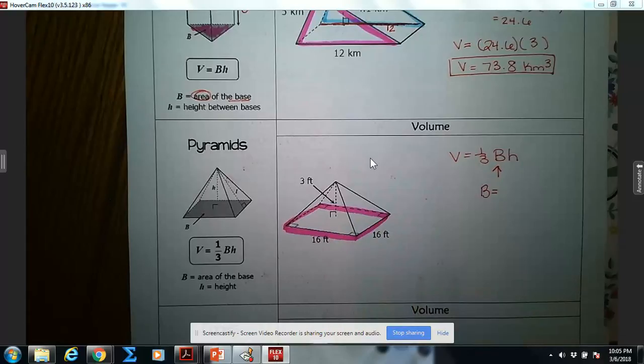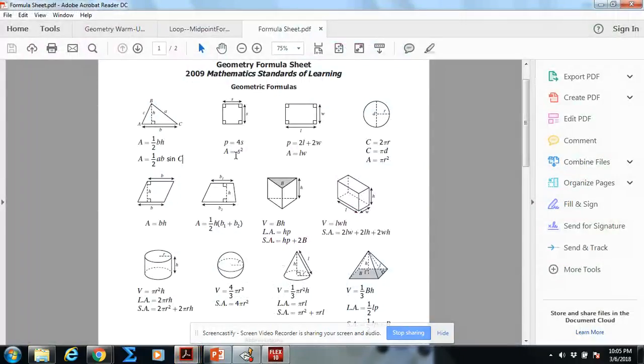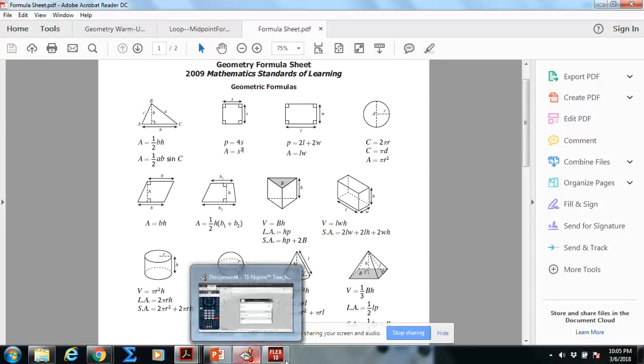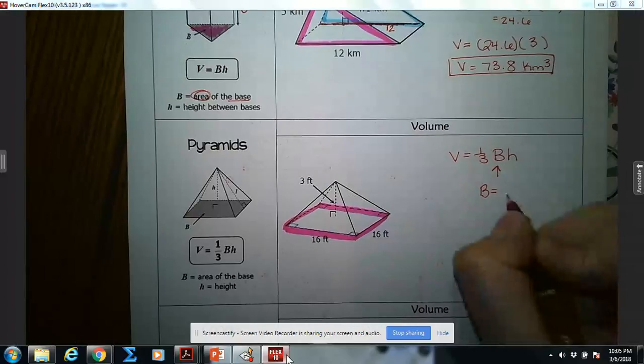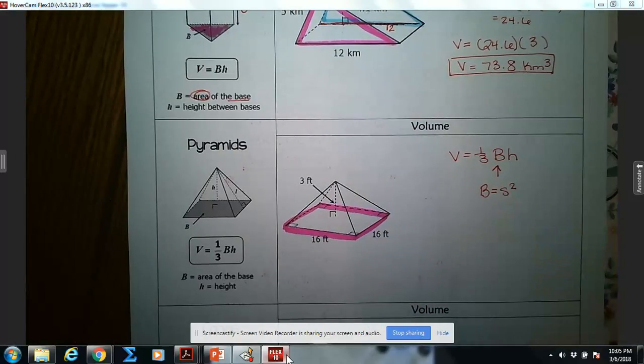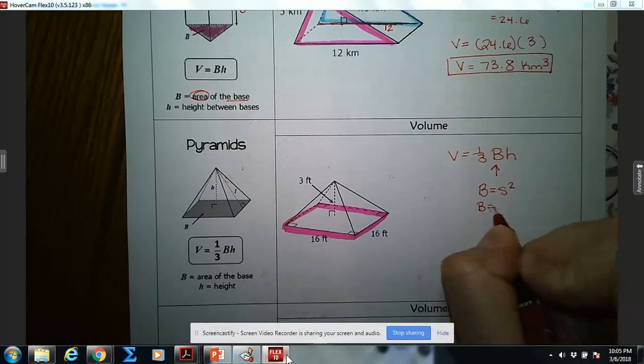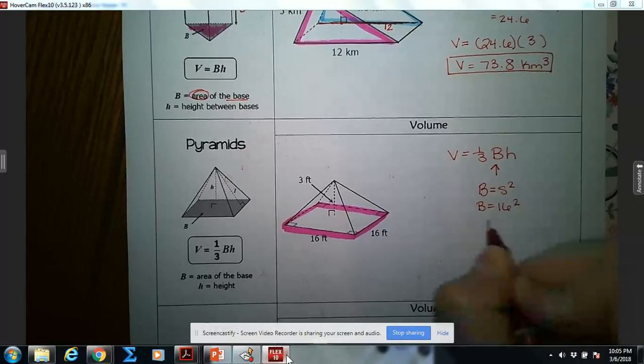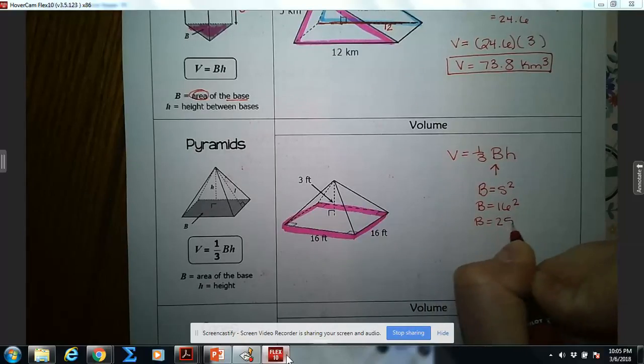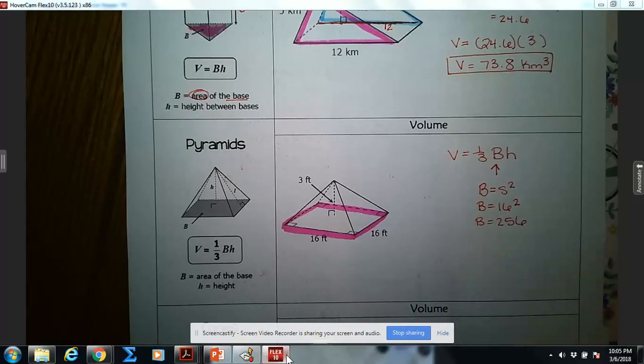So this is a square pyramid. I'm looking at the formula sheet for the area of a square. There's my square. Area of a square is area equal to side squared, S squared, S for side. So side squared is what we'll use to find the base area. Our side value is 16. 16 squared is 256, so our base area is 256.